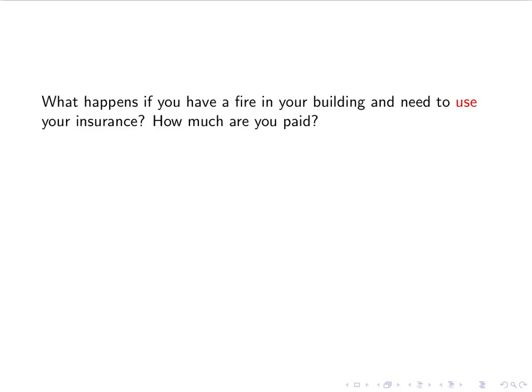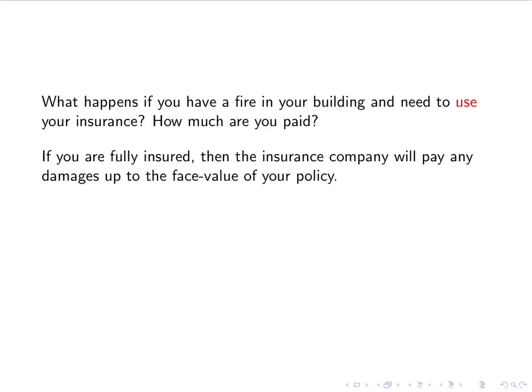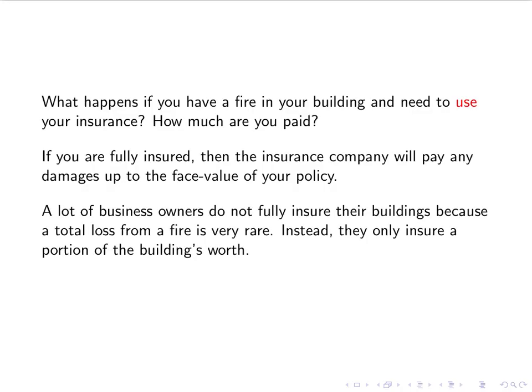What happens if you have a fire in your building and you need to use the insurance? How much do you get paid? So if you're fully insured, then the insurance company will pay any damages up to the face value of your policy. Not very interesting mathematically, so we're going to assume that you're not fully insured. A lot of business owners don't fully insure their building because a total loss from a fire is really rare. So instead, they only insure a portion of the building's worth.